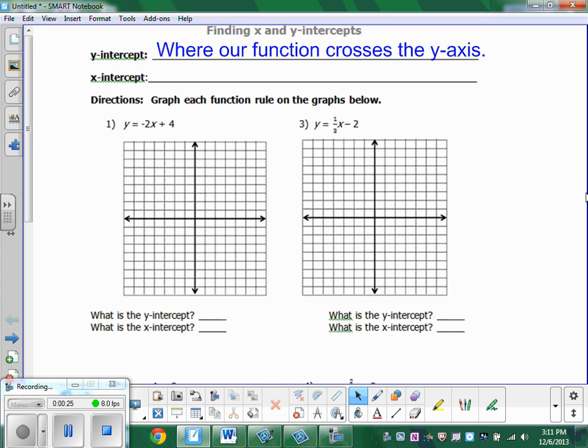Now, of course, we can infer from this, if the y-intercept is where our function crosses the y-axis, then our x-intercept is going to be where our function crosses the x-axis. Pause the video to take a moment and graph the 4 linear equations that are on your paper.